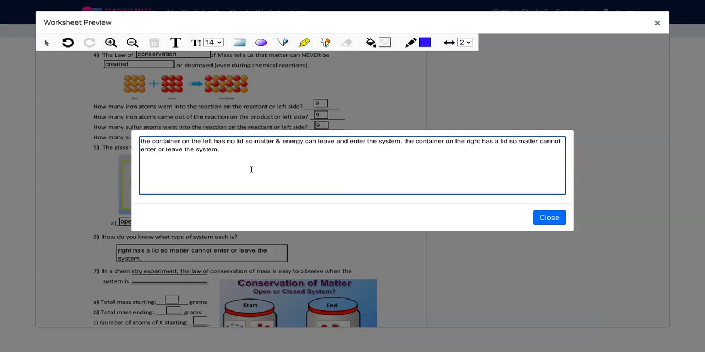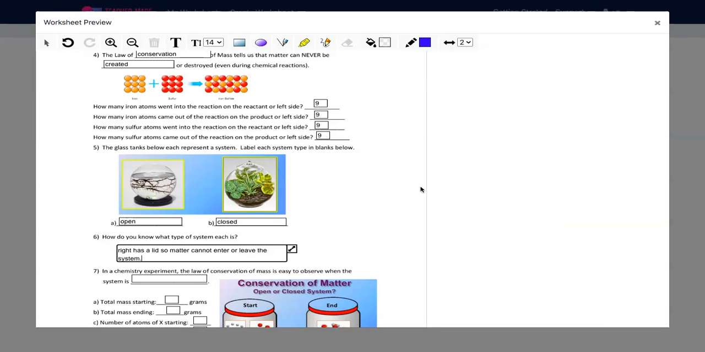The container on the left has no lid, so matter and energy can leave and enter the system. So water could evaporate, an insect could fly in there, and so the mass of that system would be changing all the time as evaporation took place, or if it was outside, if we had any type of condensation and precipitation, we could get liquid added to the system. And the container on the right has a lid, so matter cannot enter or leave the system. So we know that this is closed and this is open.